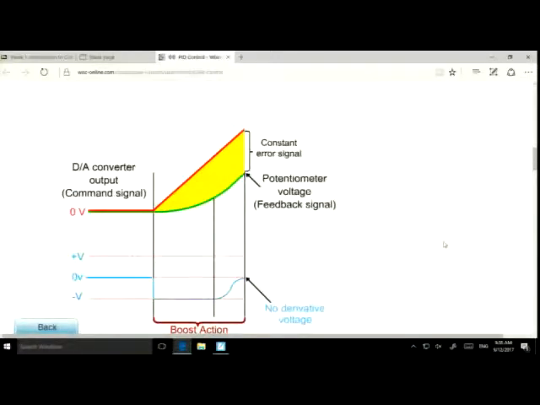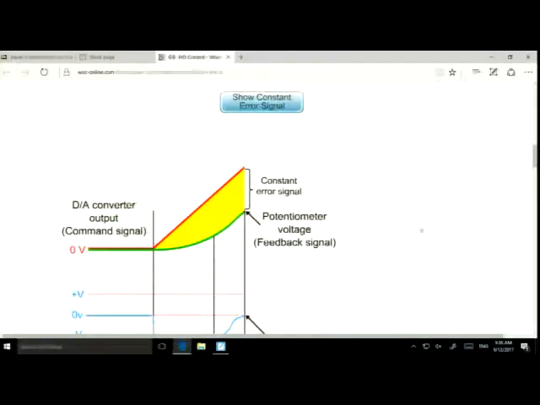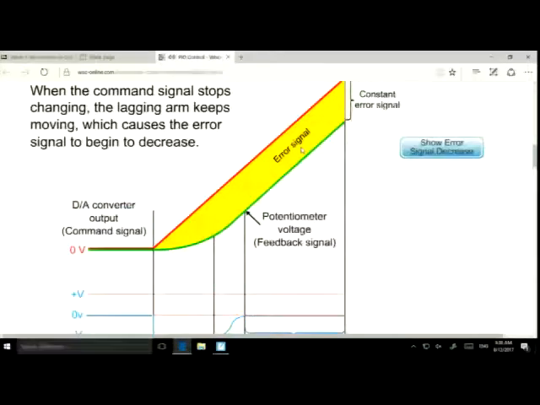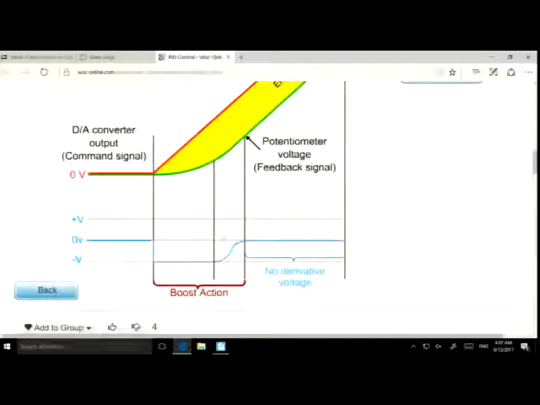What's that doing? So now we have a constant error. Once you have a constant error, the derivative action stops working, because the derivative action is proportional to the rate of change of the error. If the error is constant, there's no derivative action, which is shown here. You had derivative action during that first bit, and then it died.